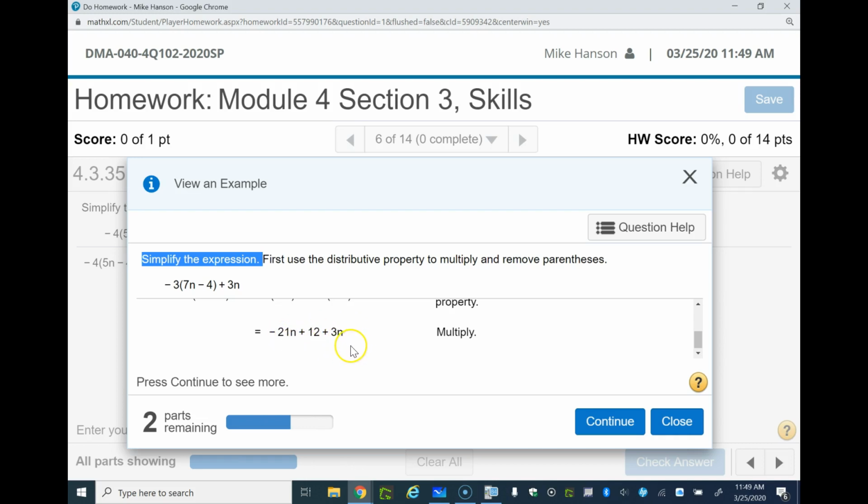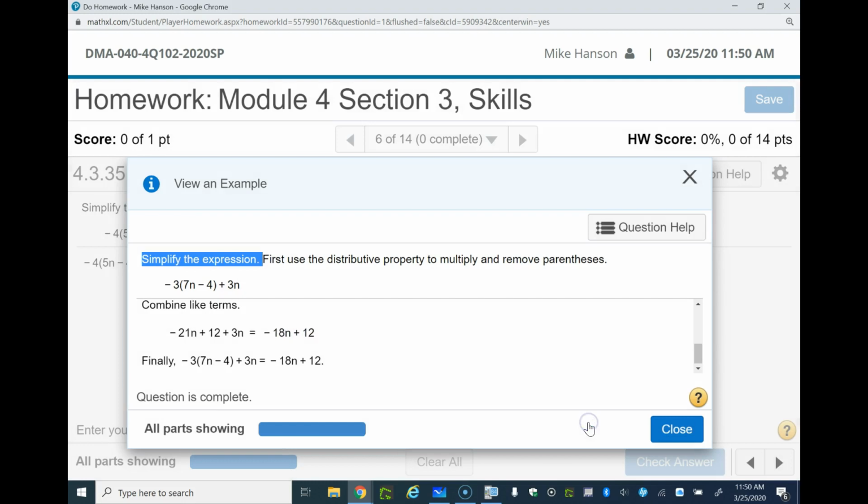So these are the only ones I'm going to add together, and I'm adding because of the plus sign in the second part. So negative 21n plus 3n, and when we add those two together, it gives us negative 18n, and then I'll leave the 12 alone. Just a reminder, the 12 does not have a variable, n, so we don't have to add these together. This will be our final answer, and this is considered a simplified expression. There's nothing else you can do to this problem.